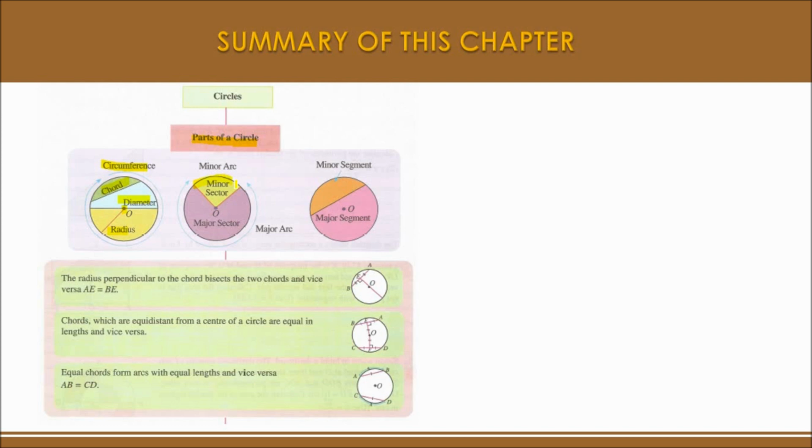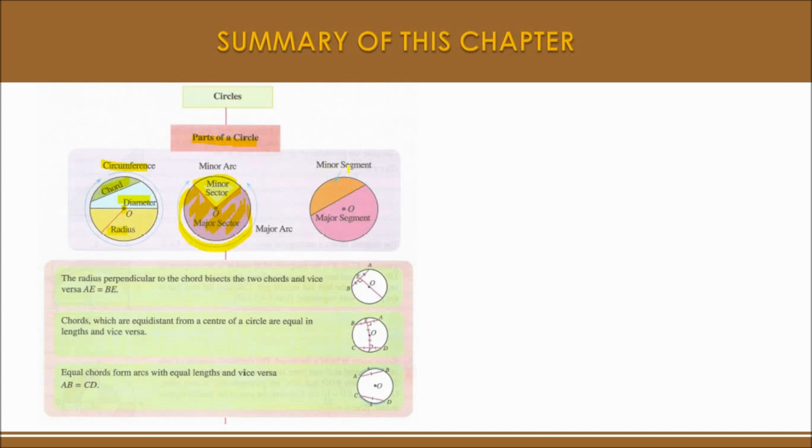Arc is the part of circumference. This one is the minor arc and this one is the major arc. And sector is enclosed by two radii. Plural for radius is radii. So this one is a sector. Minor sector is less than half of the circle, whereas major sector is more than half of the circle.